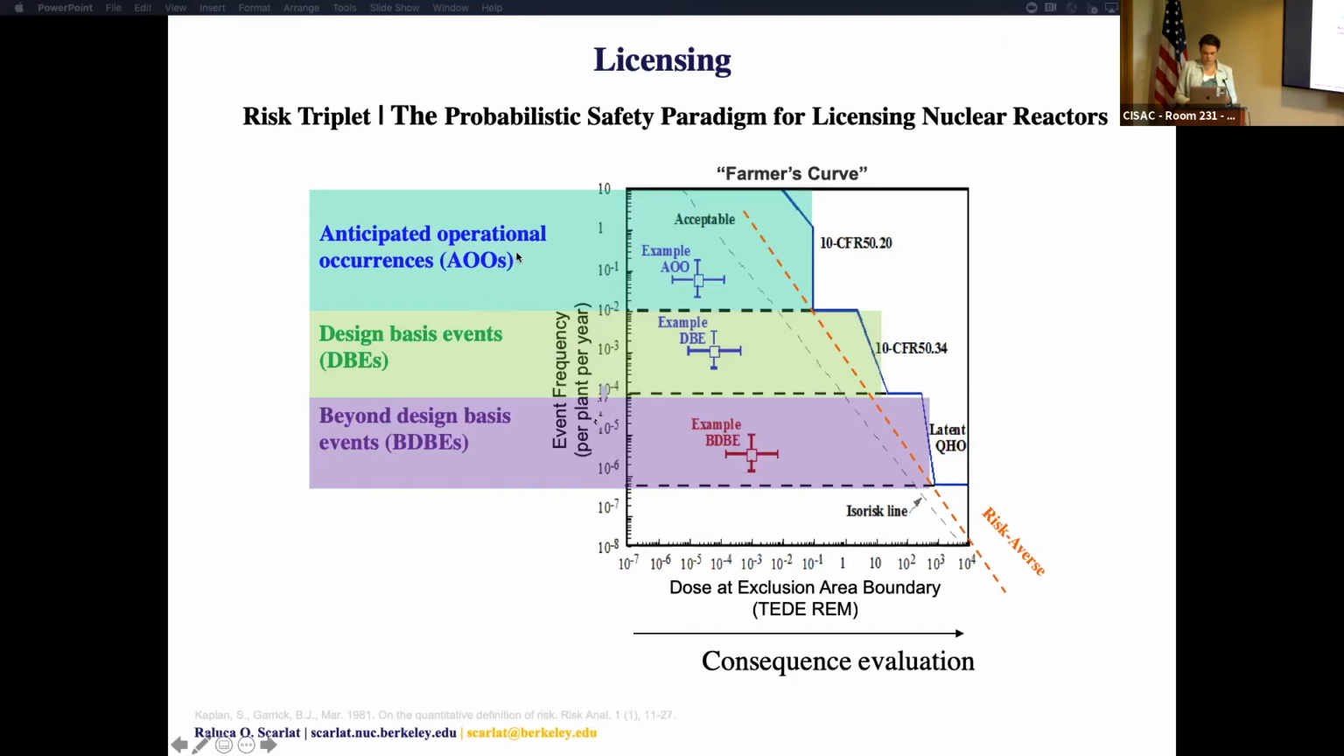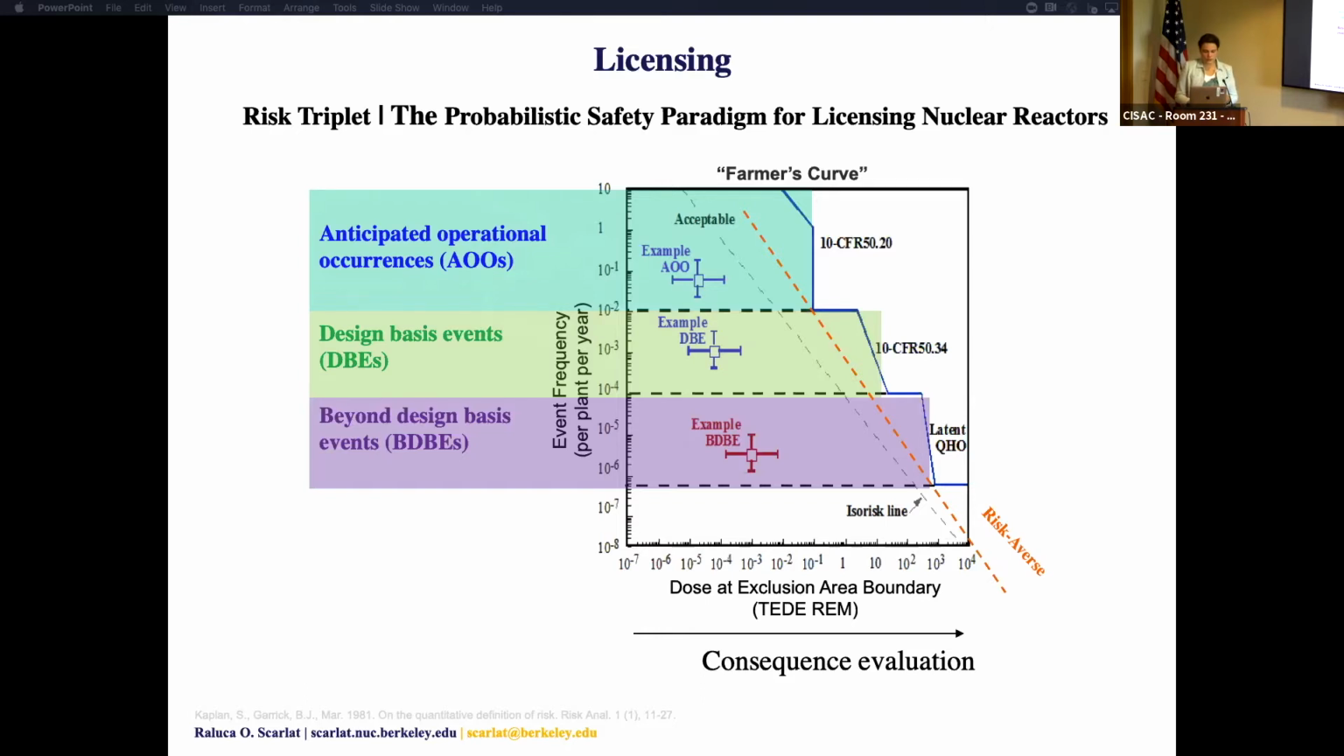So we have a class of scenarios that we designate anticipated operational occurrences. They are of high probability but very low consequence. Design basis events are what would be of medium probability, so they would occur once in the lifetime of a fleet. And beyond design basis events are events that would not be predicted to occur within the lifetime of a fleet of 100 reactors.